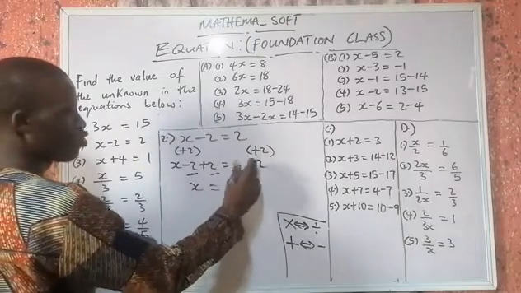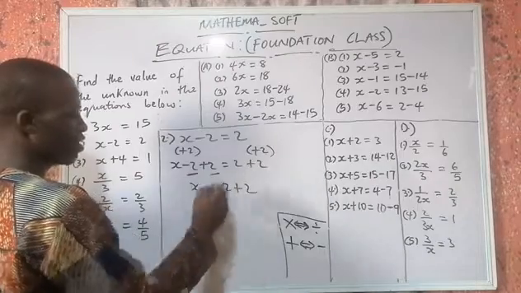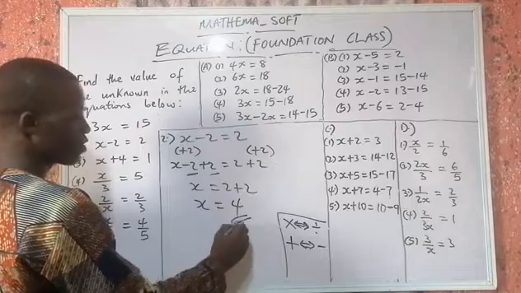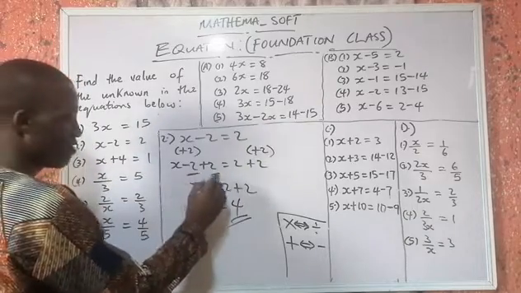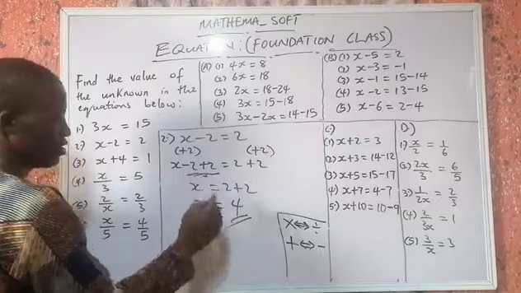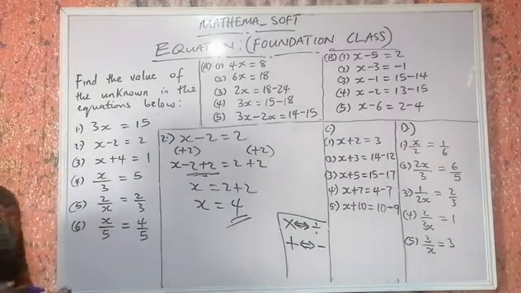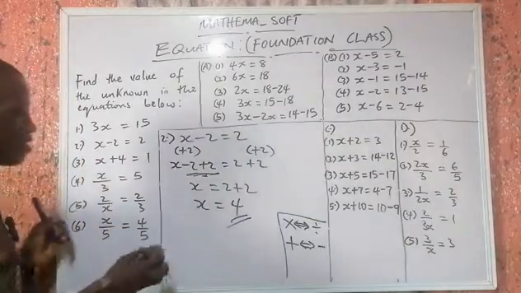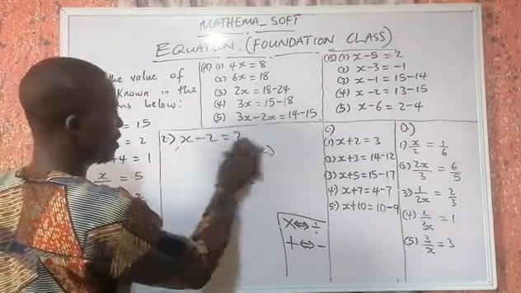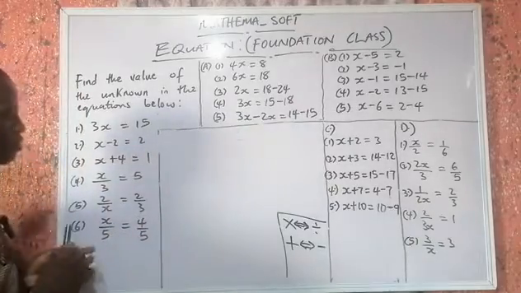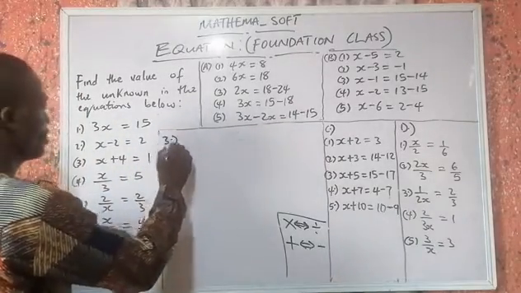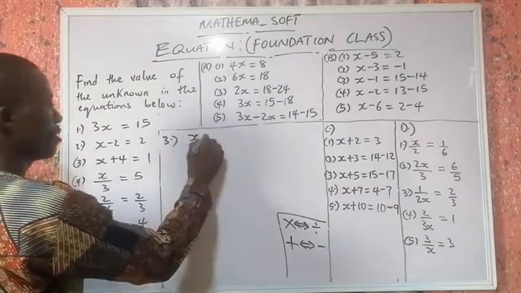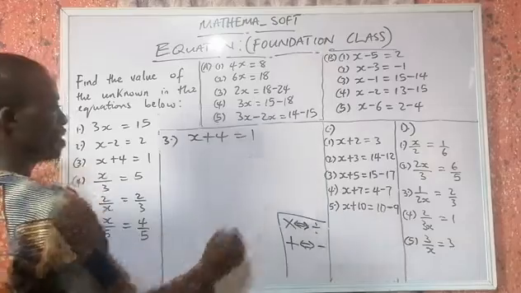So what we have left here is what? x equals 2 plus 2 that we have on the other side, and that will be equal to what? x equals 4. So our answer here will be 4, because everything here would have become 0. So our x is equal to 4. I hope you are following with the class. So number 3. Number 3, here I have x plus 4 equals 1.